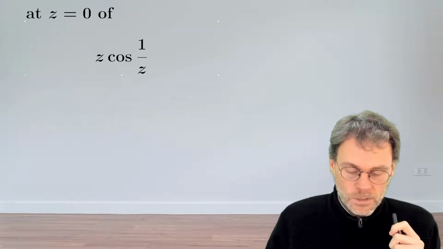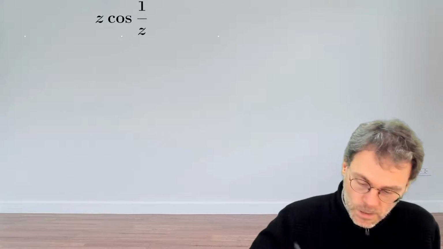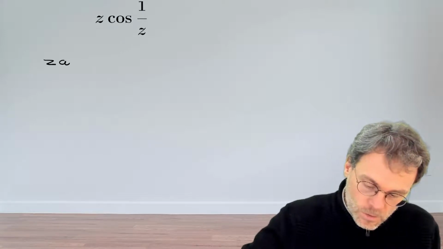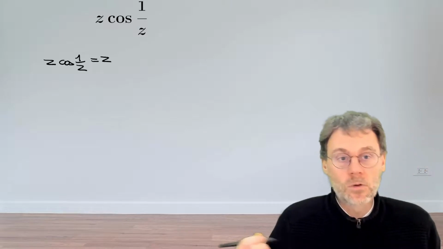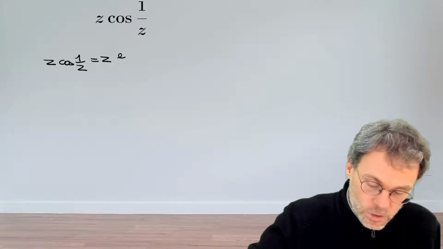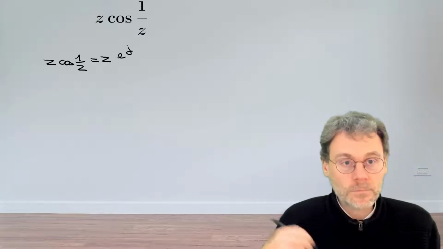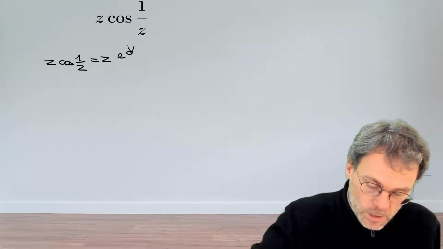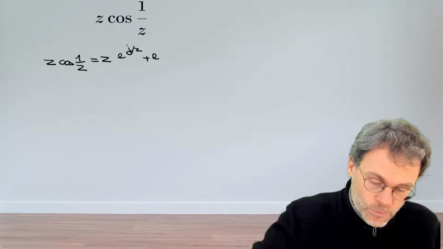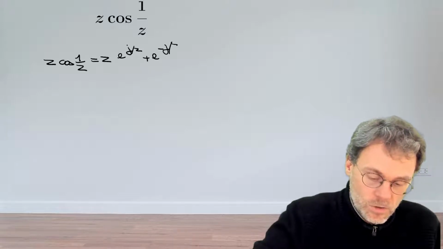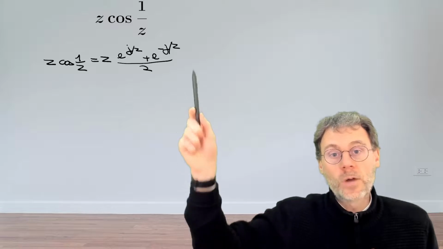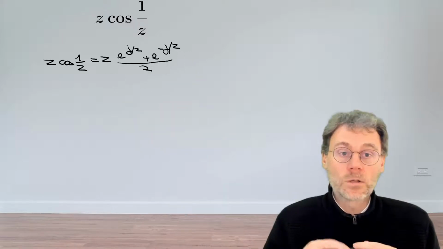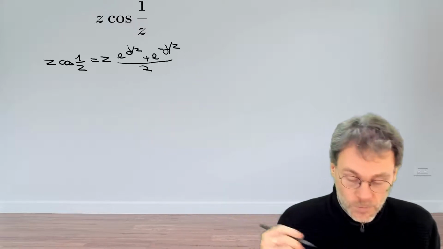So what is a series expansion? Well, if we write down z cosine 1 over z, thanks to Euler's, we can write this cosine as exponential j, and then the argument of our cosine, 1 over z, plus exponential minus j over z divided by 2. And now we have two exponentials, and we know what the series expansion of a complex exponential is, right?